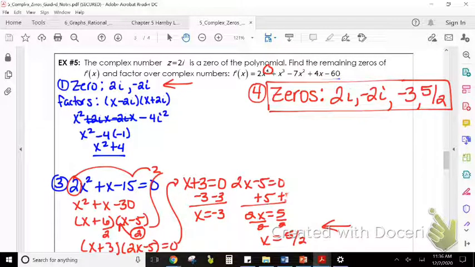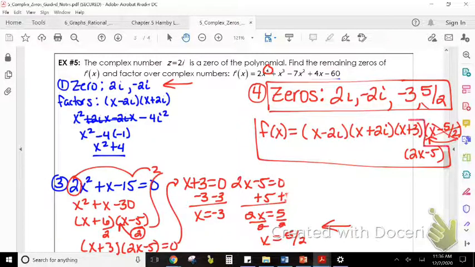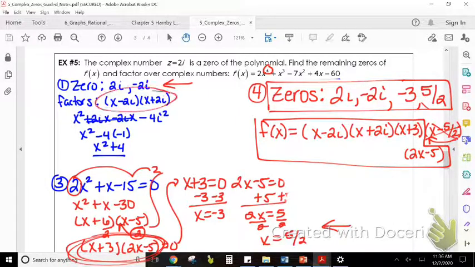And so the factored form is f of x equals, we got x minus 2i, x plus 2i, x plus 3, and then remember, we can't have a fraction, so this number has to go over there, so instead of using that, we're going to use 2x minus 5. And so this is my factored form. And you didn't actually have to write the x minus 5 halves, because remember, we had already said we were doing the factors over here. We had also already said these were the factors, so we could have just grabbed them as well. Alright, so there's our answers.